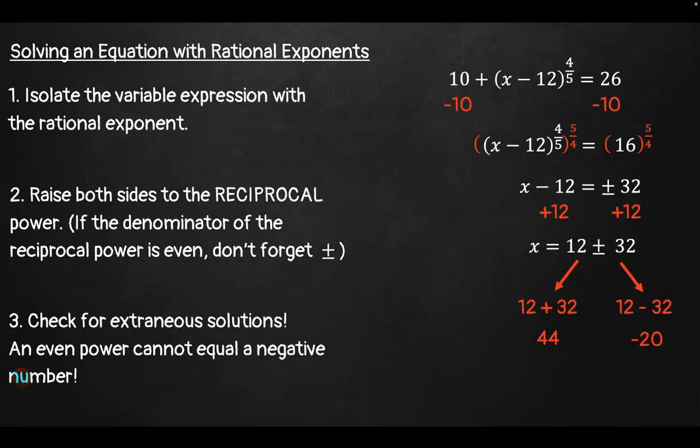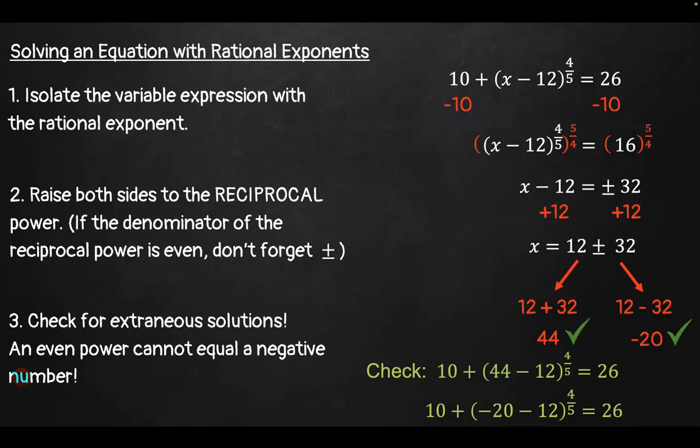And again, we have to check for extraneous solutions. So let's go ahead and take that 44 and that negative 20, plug it back into my original equation and check, does my left side equal the right side? When you plug that into your calculator, you will notice that both of these answers are good. So I have my solution of 44 as well as negative 20.